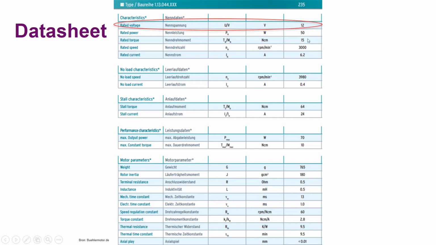First of all, it's the motor voltage, 12 volt in this case. Then we see over here that the maximum stall torque, so my maximum motor torque when I apply 12 volt to the motor, is 64 Newton centimeters, so 0.64 Newton meters. We also have a specification on the maximum current, the stall current. I come to that later. And for calculating the maximum acceleration, we need the rotor inertia over here, 180 grams centimeter squared.